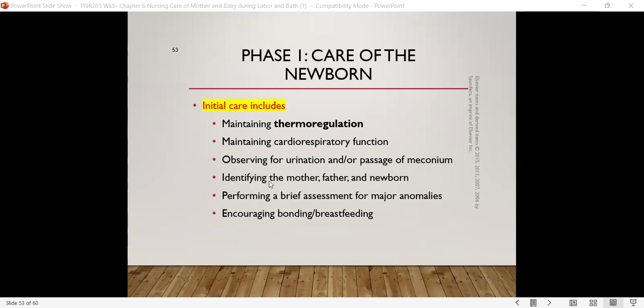Identification: here's your identification again, mother, father, and the newborn. That newborn does not go out of the OR if it was a C-section, or out of the LDR if it's a vaginal birth, because every baby needs to be identified. You do not want to run into that kind of problem and have mix-ups. It can happen, but you don't want it to happen. And then performing a brief assessment for major anomalies, like we talked about, encouraging bonding and breastfeeding. So this is what happens during phase 1, the care of the newborn.